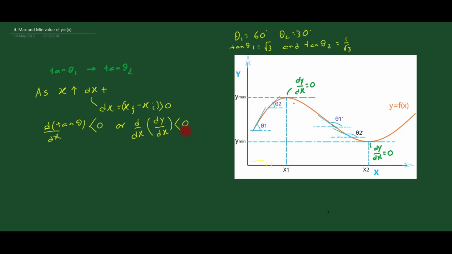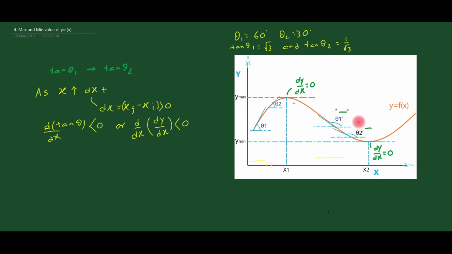Now we'll consider the point where y is minimum. Again we'll move in the positive x direction and we'll observe the variation, increase or decrease, of the slope. As we move in this direction, the slope means tan theta 1 dash. Here the slope is negative because this angle is obtuse, greater than 90 degrees. So tan theta 1 dash is negative. Here also the angle theta 2 dash is greater than 90 degrees. So tan theta 2 dash is negative. So the slope is negative.